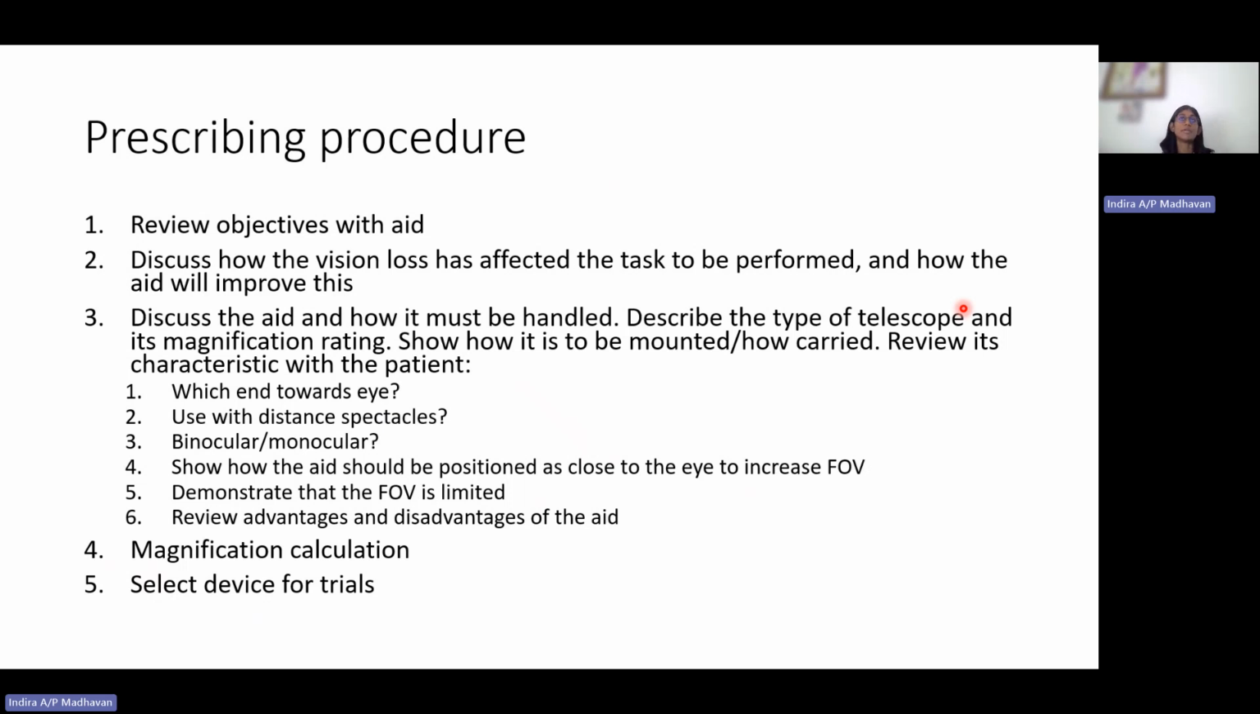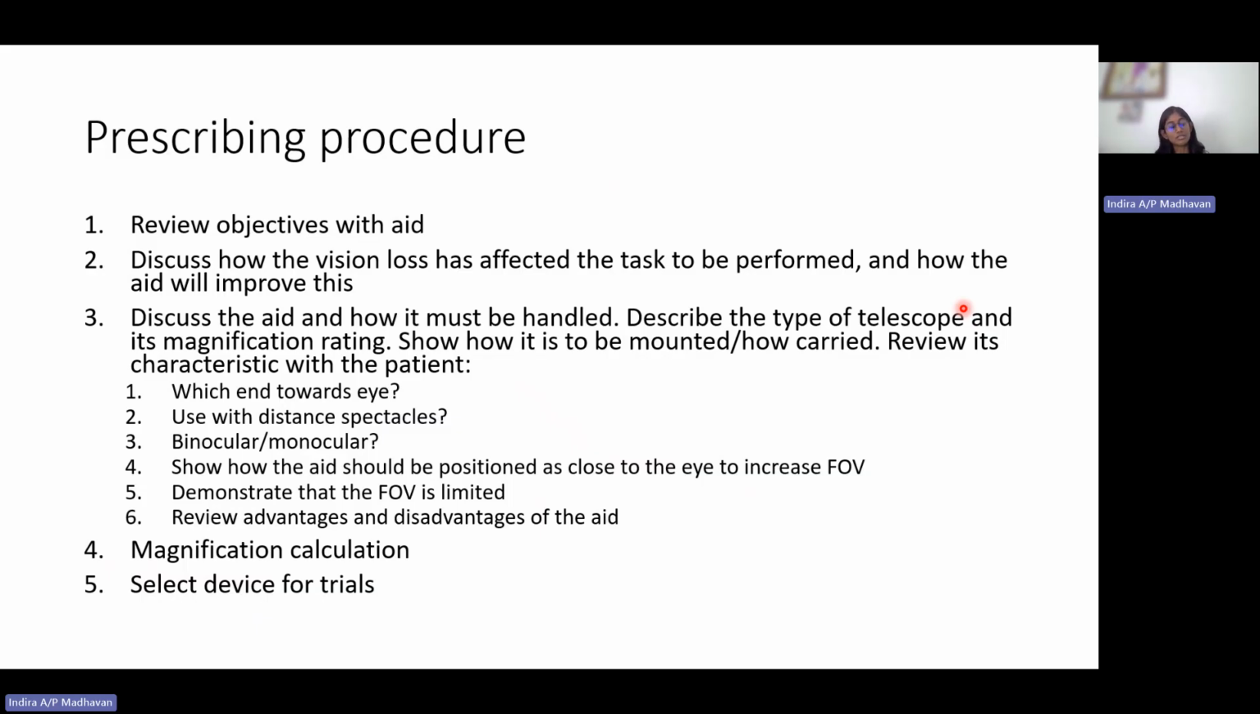Okay, if let's say the patient has 4 to 5 problems related to distance vision, can we select 4 to 5 telescopes for the patient? No. It depends on what the priority is. If they cannot do 4 to 5 activities, which one is the priority?